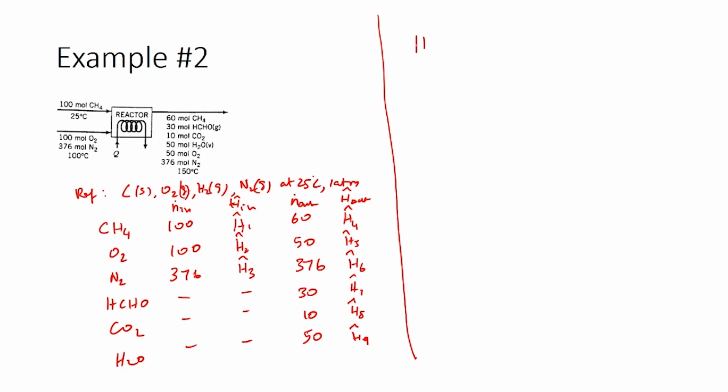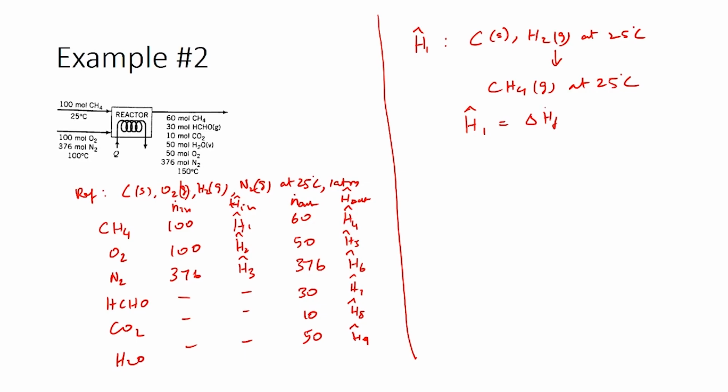So, you have the H1 cap. The H1 cap is a process where you have carbon solid and hydrogen gas at 25 degrees Celsius forming methane gas at 25 degrees Celsius. So, this is nothing but the formation reaction. So, your H1 cap would be equal to the standard heat of formation for methane, which using the tables you would be able to identify as minus 74.85 kilojoules per mole.